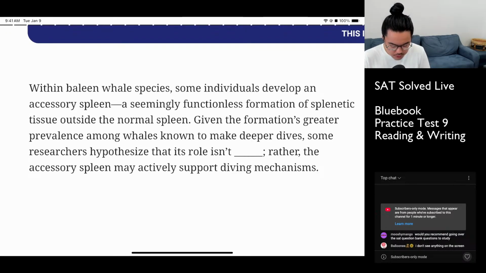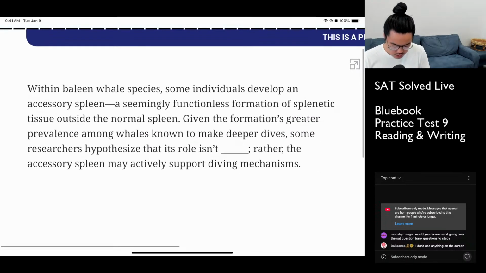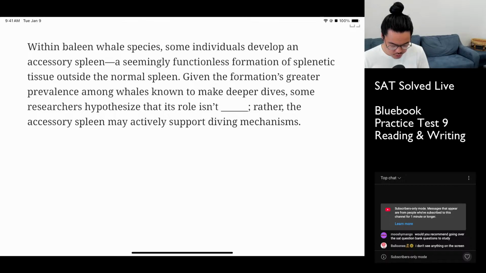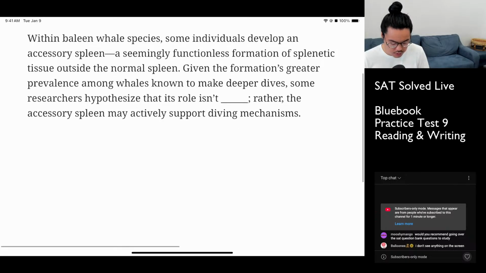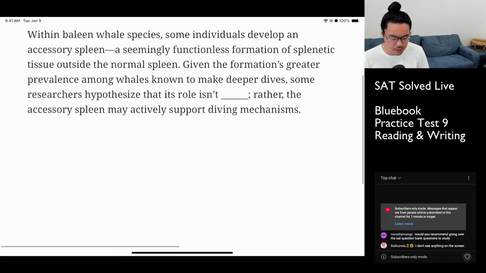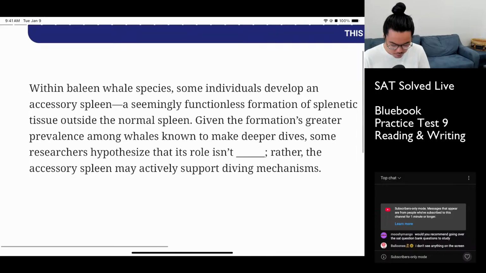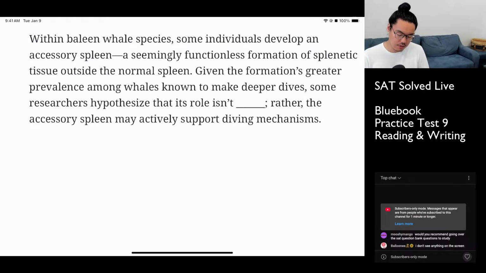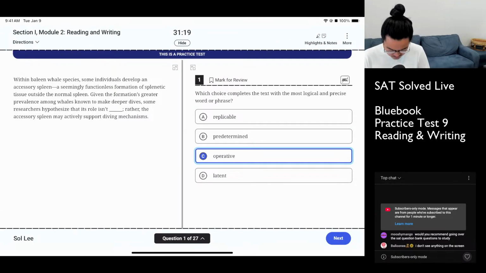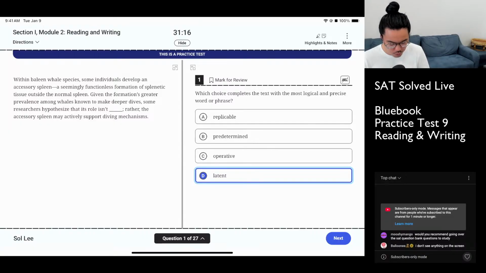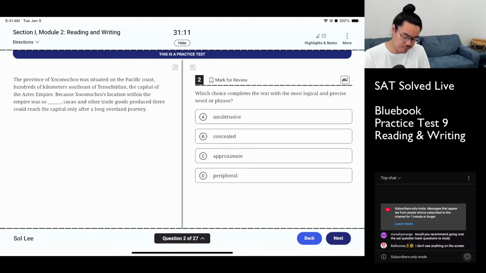Within baleen whale species, some of these whales develop an accessory spleen. It's not a normal spleen. Given the accessory formation's greater prevalence among whales that make deeper dives, we actually think that the role isn't functionless. Rather, it might help with diving. So it's not functionless. Oh, I remember this. Latent is such an annoying word for functionless, but it's the only one that works out of these 4, so you've got to choose it.